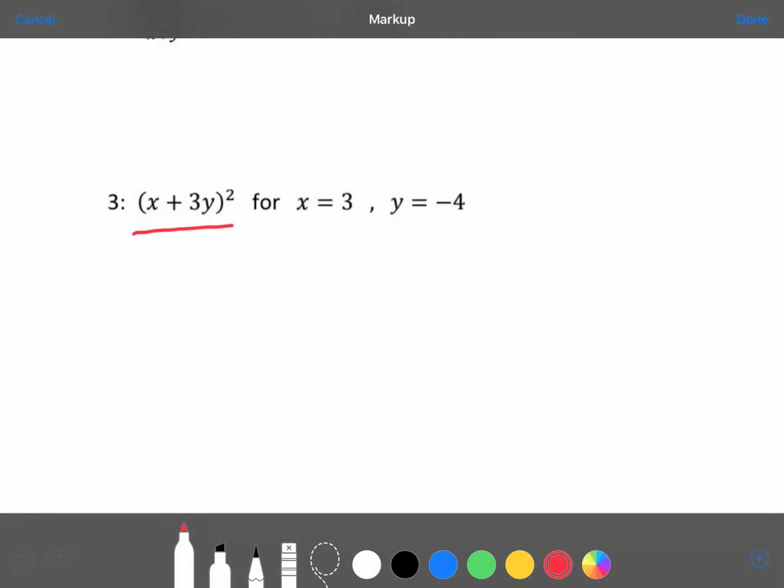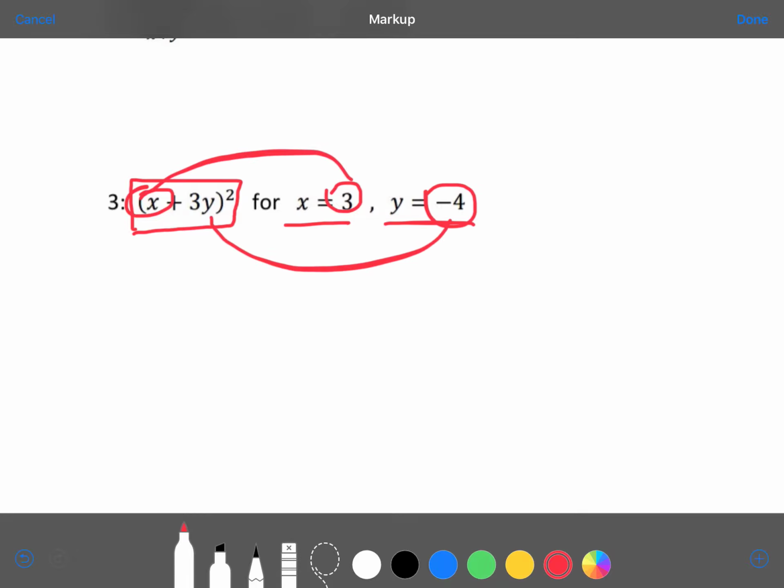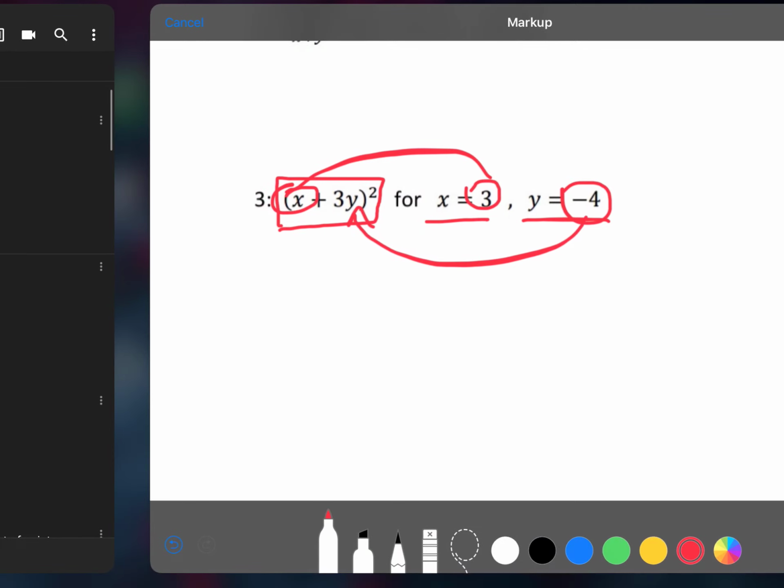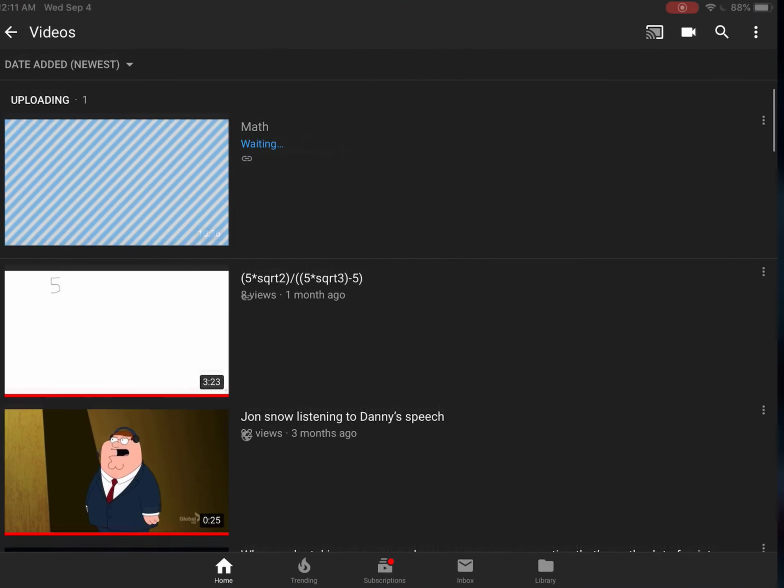So look, they just give you the problem here, right? And they're telling you these two things about it. So anywhere you have an x, you can just imagine that you have a 3, right? Anywhere you have a y, you can imagine that you have 4, right? x plus 3y squared.